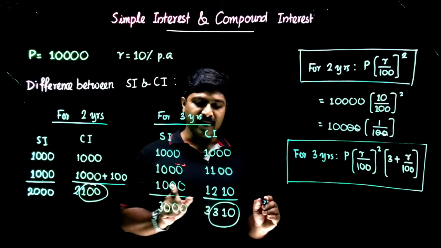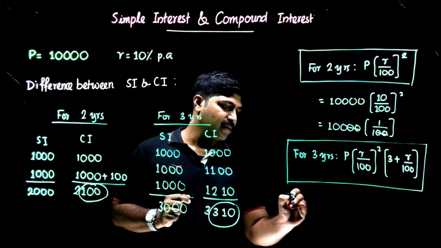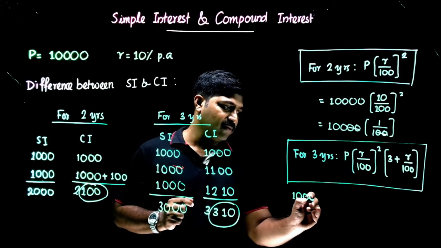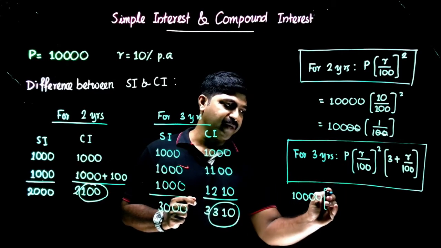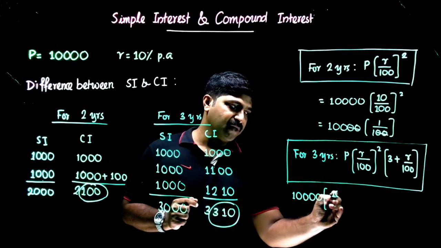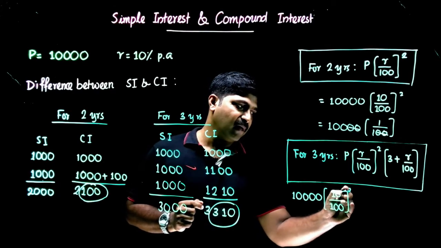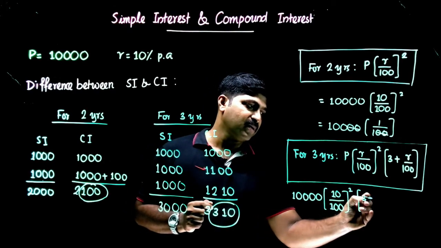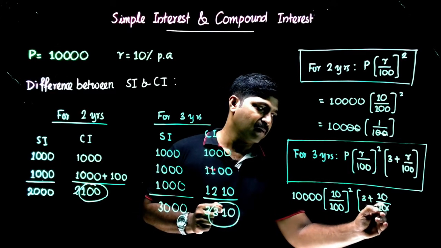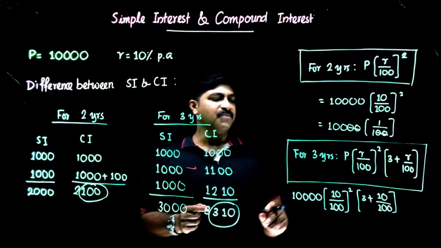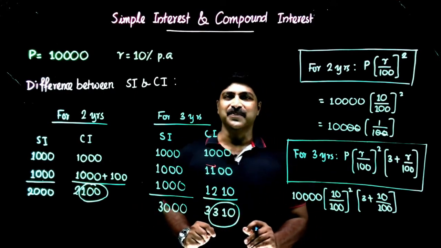Here we consider the principal amount as 10,000. So this is 10,000 into r by 100 the whole square. As we know, this is 10 by 100 the whole square into 3 plus 10 by 100. Clear? Simplify these values and you will again reach 310.